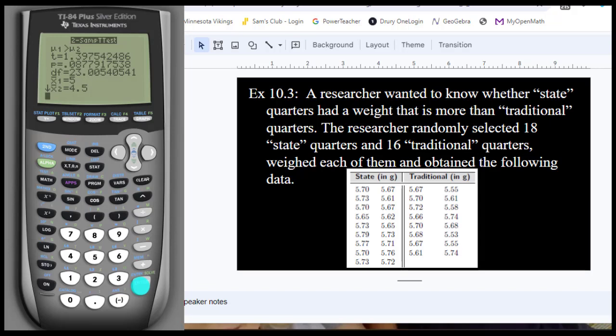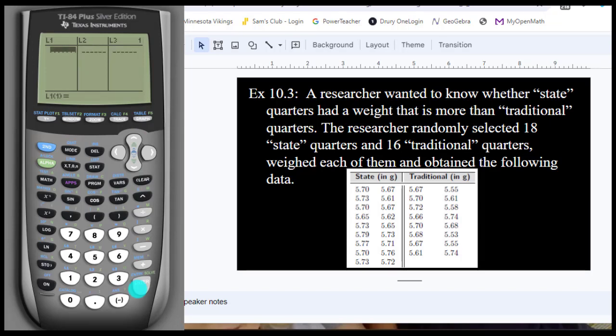The researcher randomly selected 18 state quarters and 16 traditional quarters, weighed each of them, and obtained the following data. So this is the example we were given earlier, and we already determined this is independent. This time, notice we're given the actual raw data. So we're going to go to Stat and Edit. Notice we have to put these values in our list 1 and list 2. If you have values in yours, you're just going to go up and highlight L1, hit clear and enter.